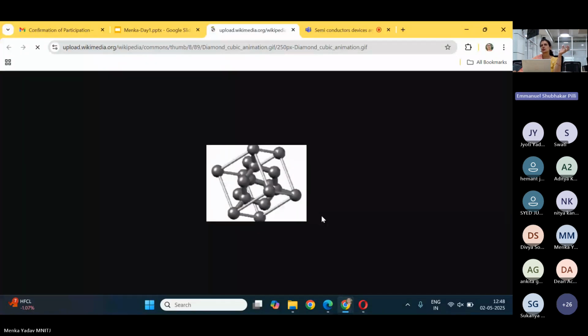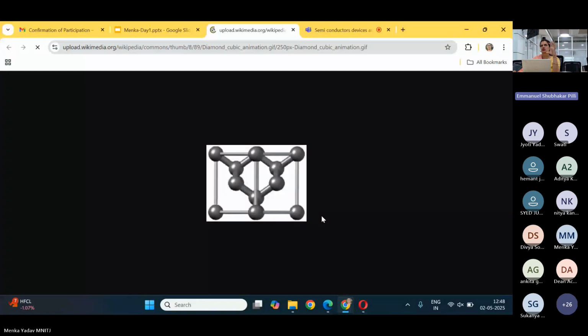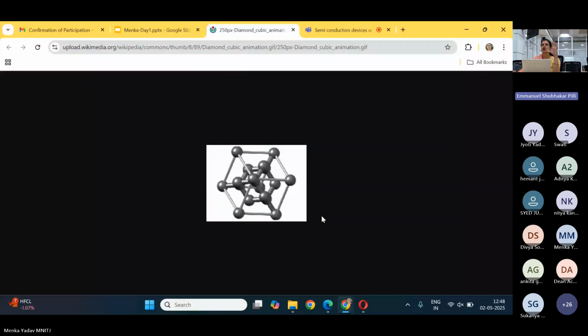Diamond cubic structure means you can see that there is a cuboid kind of structure. This cuboid kind of structure, what is the use of it? Will come to this. So you can see this is a cuboid kind of structure. And if we call that there is a crystal, so crystal means what?